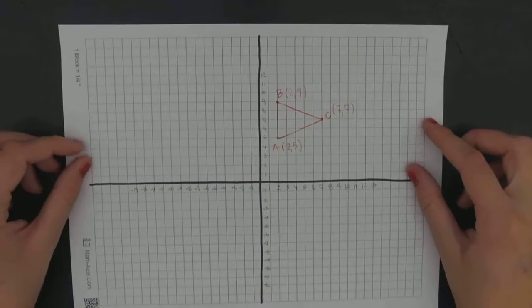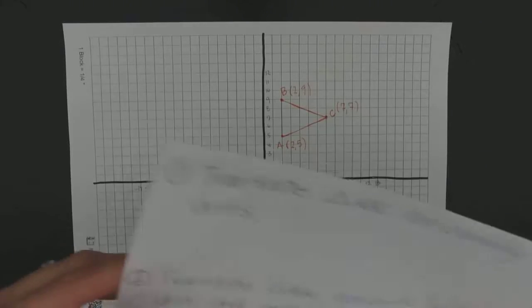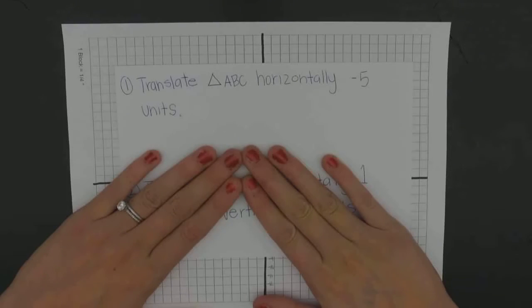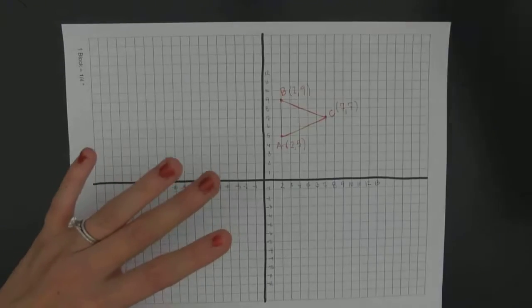So here is our graph for this one. Again, we have a triangle, and it is called triangle ABC, if I were to name it. Okay? So we're going to do question number 1. Question number 1 says, translate triangle ABC horizontally -5 units.